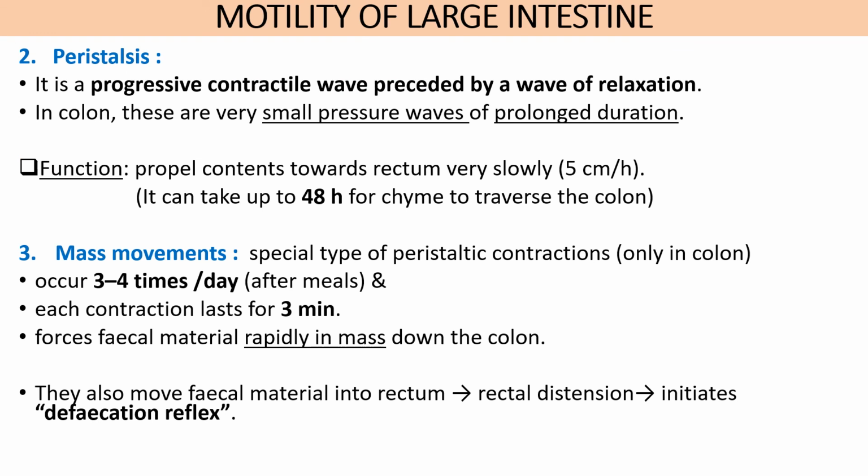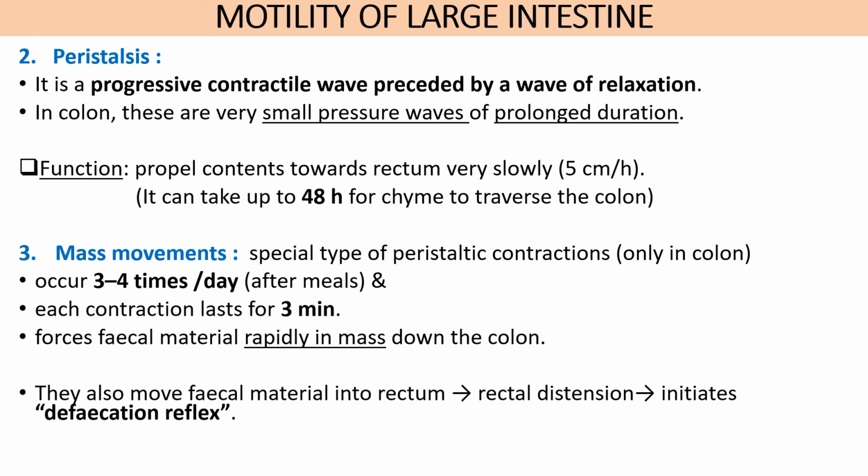The next type of movement seen in the large intestine is peristalsis. As you already know, a peristaltic contraction is a progressive contractile wave followed by a wave of relaxation, and this mainly helps in propulsion of intestinal contents towards the rectum.